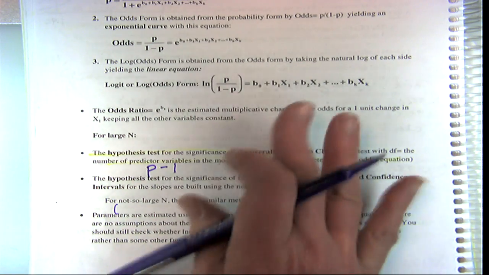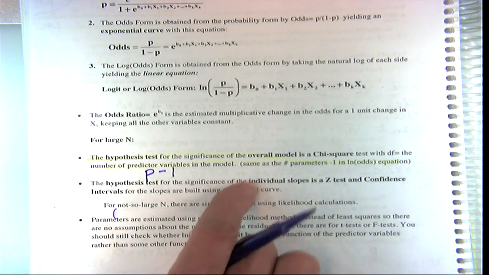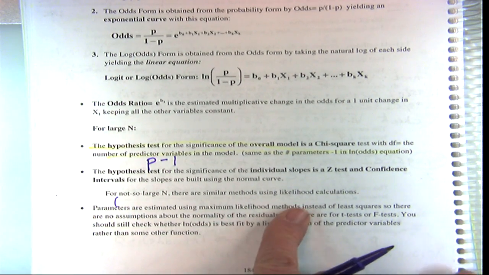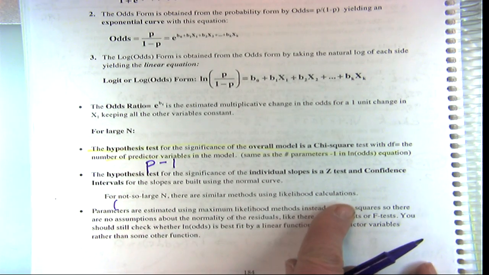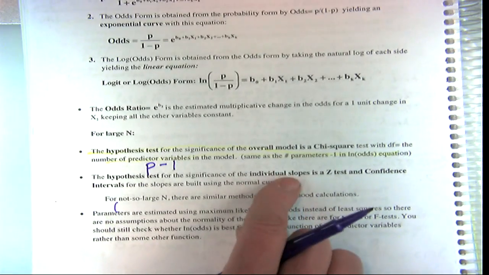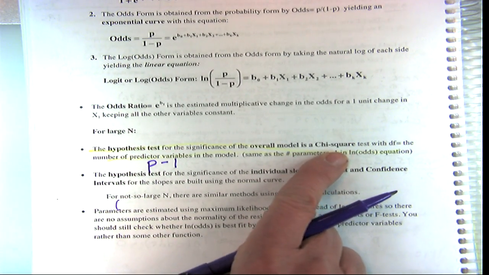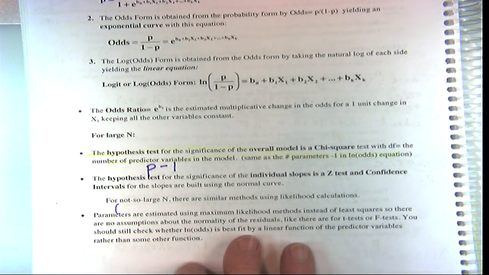So, for small n, we use very similar methods using likelihood calculations. If it's really small, we just use similar methods that in the long run approach the chi-square and the z. They're very close to them, but they're slightly different. Okay?